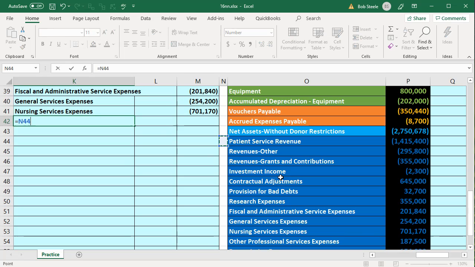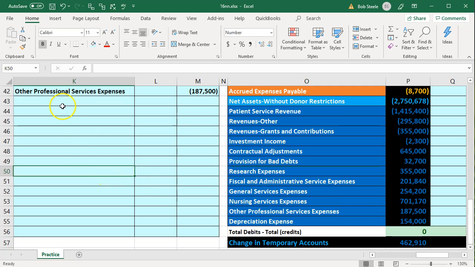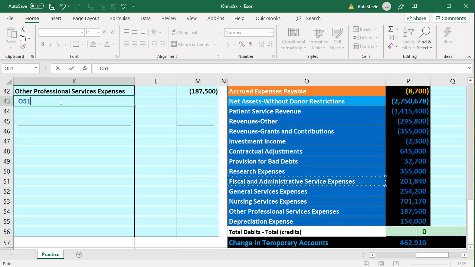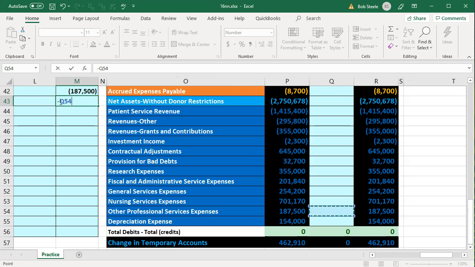Next, we have the other professional services expense. We're going to be on the credit side in M42, negative of that 187,500 and enter. And then finally, we have the depreciation equals the depreciation. We're going to be on the credit side, so I'm going to say negative of that 154 and enter.